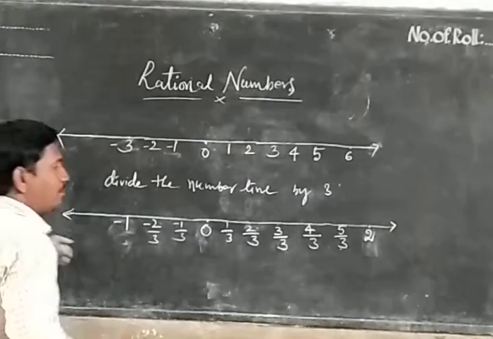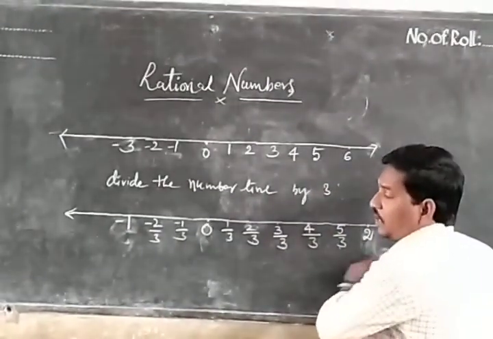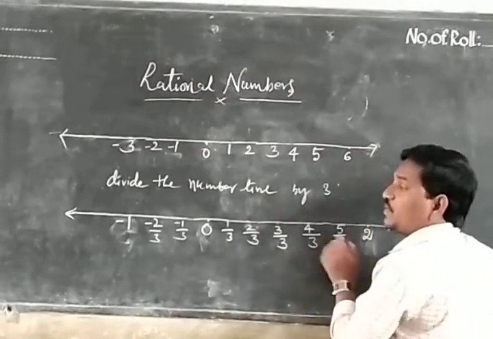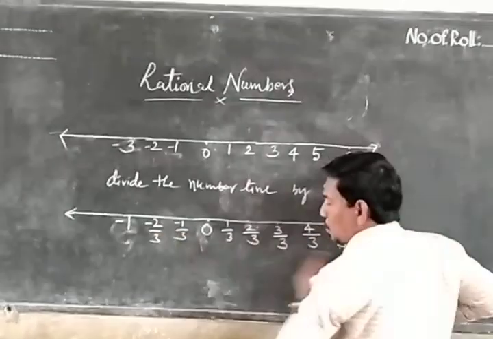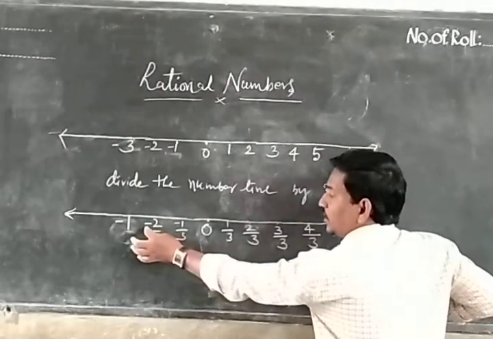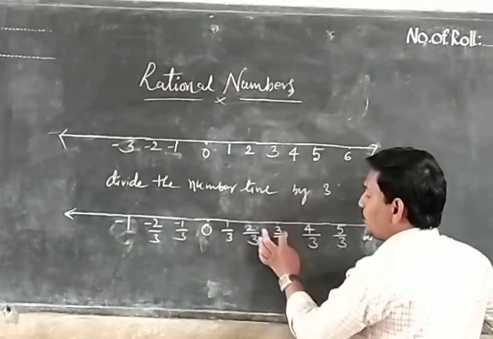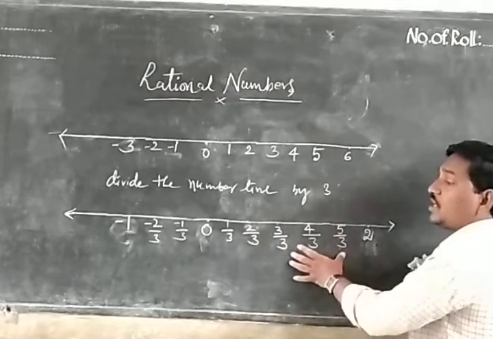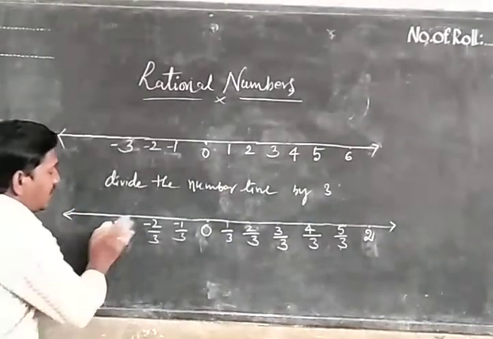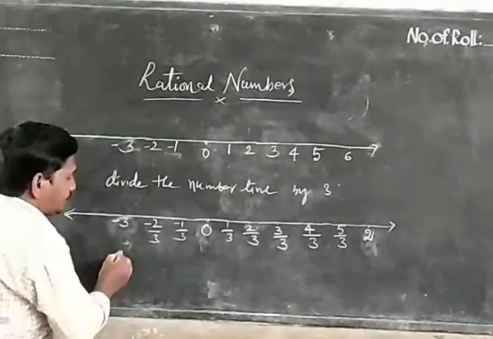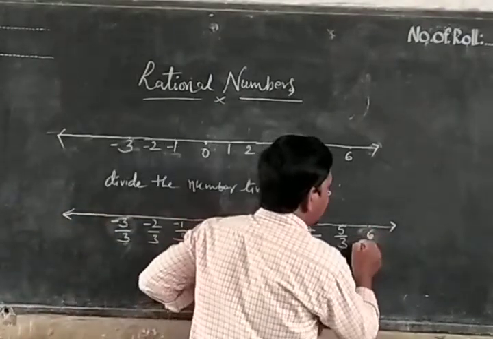So between minus 1 and 2, we can imagine these are the rational numbers: there are so many rational numbers between minus 1 and 2. There are minus 2 by 3, minus 1 by 3, 0, 1 by 3, 2 by 3, 3 by 3, 4 by 3, 5 by 3. So these are the rational numbers between minus 1 and 2.